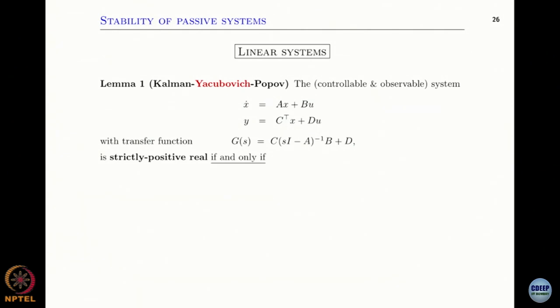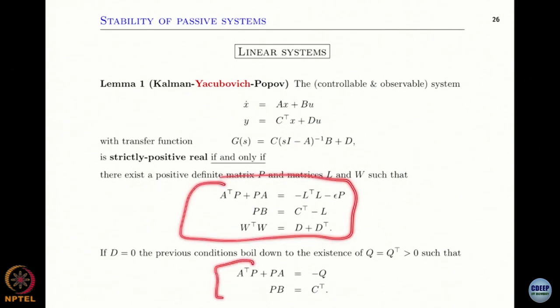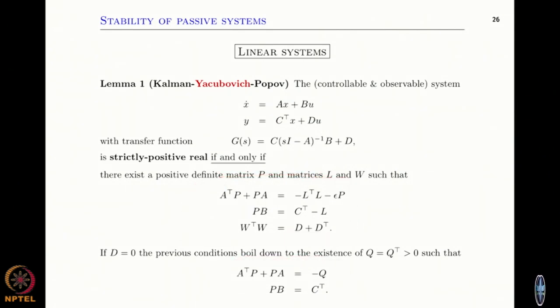And it says that a system is strictly positive real if and only if, so a linear system like that, if and only if there exists a matrix P, matrices L and W, such that all these equalities hold. So in the case when there is no feedthrough, directly from the input to the output, which would be this term here, then these equations just boil down to these equations here. Okay, so we have that A^T P plus P A equals minus Q, and this structural condition here.